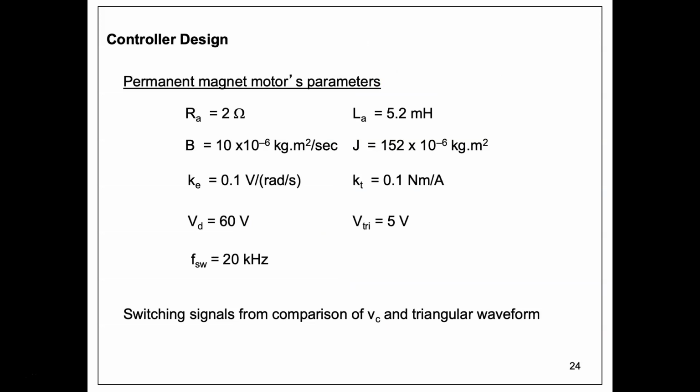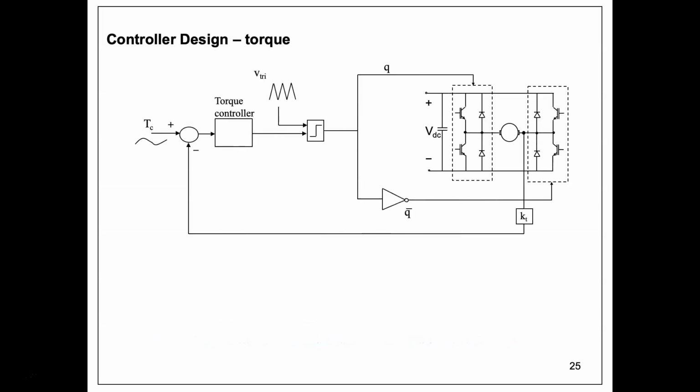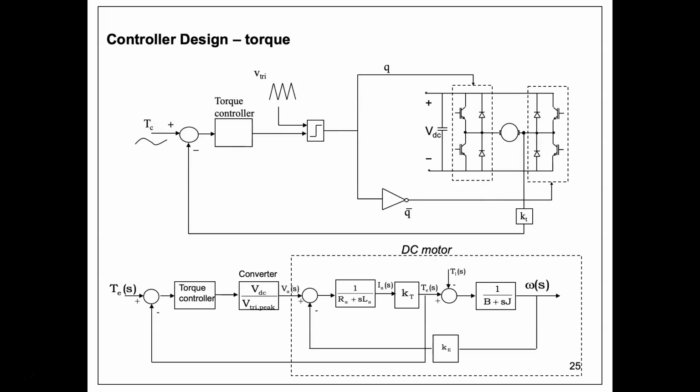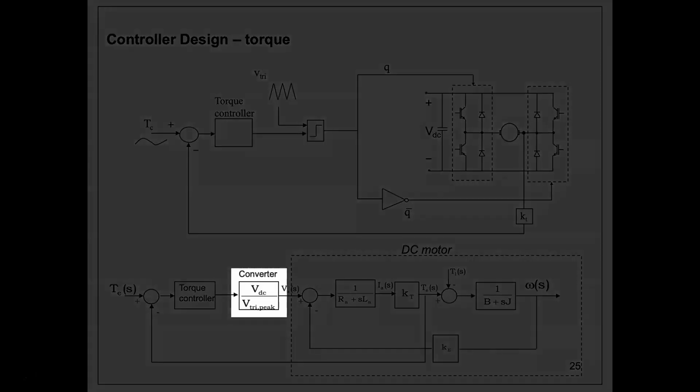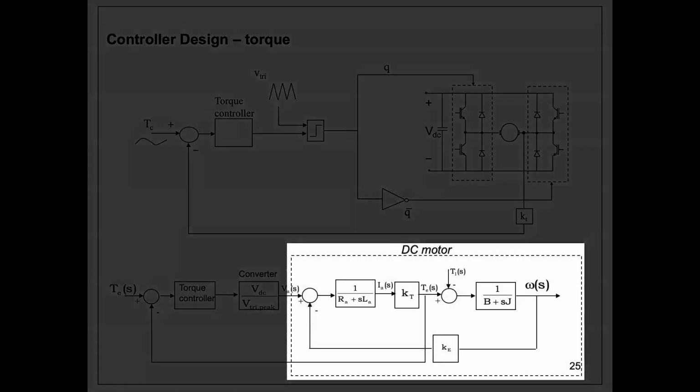The parameters for the permanent magnet DC motor that we will use are shown here. The switching frequency FSW, which is the frequency of the triangular wave, is set to 20 kHz. Therefore, we will design the closed-loop bandwidth of the torque loop to be a decade lower than this, which is 2 kHz or 12.56 kiloradian per second. This is a non-linear block diagram of our torque loop, and this is its equivalent small signal model. This is the converter model, the PI controller, and the DC motor block diagram.